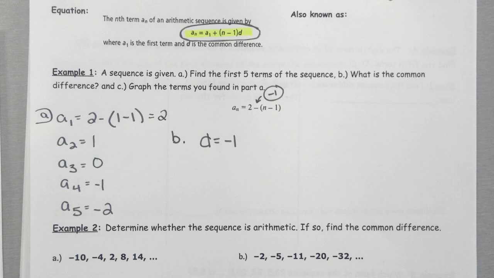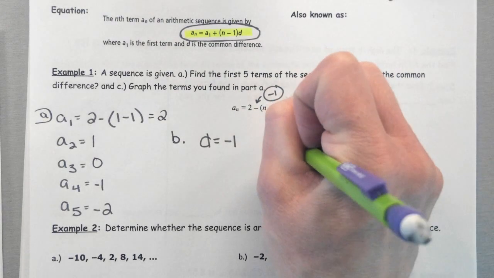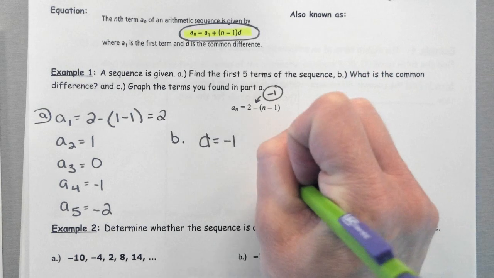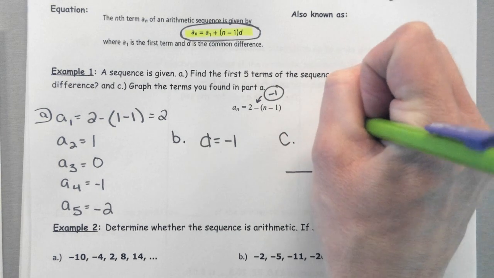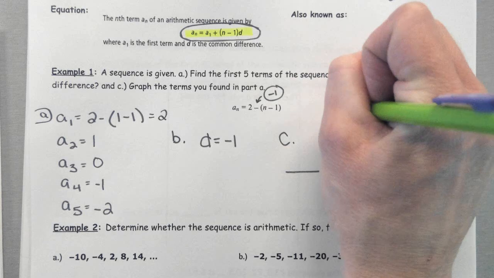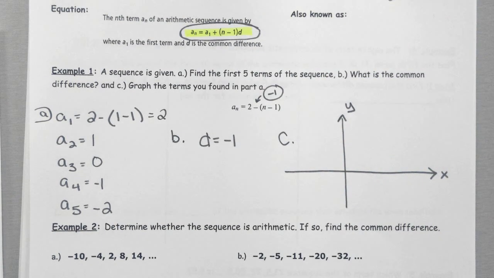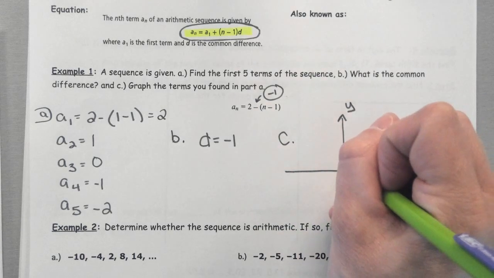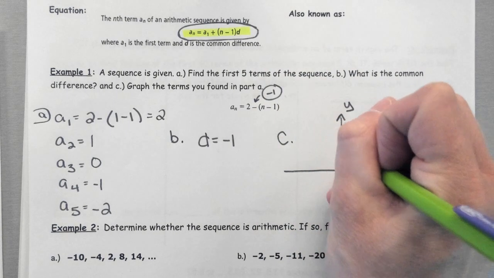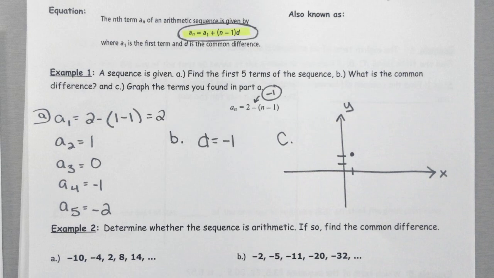Okay, in part C, we want to graph. So again, with the graphing, this is different. We're going to graph points. We're not going to connect. Alright, here we go. So term 1 had a value of 2. Term 1, 2. So there's my point to represent that. Term 1, value was 2.